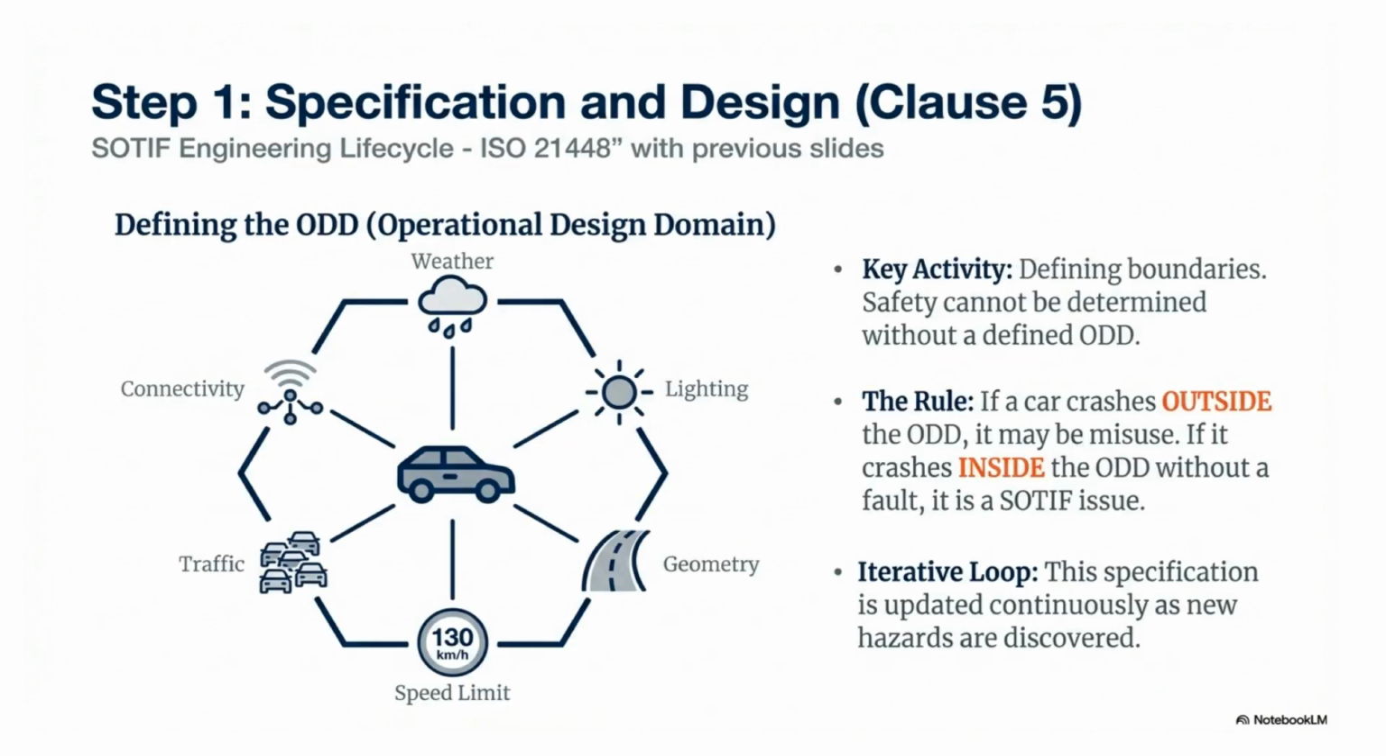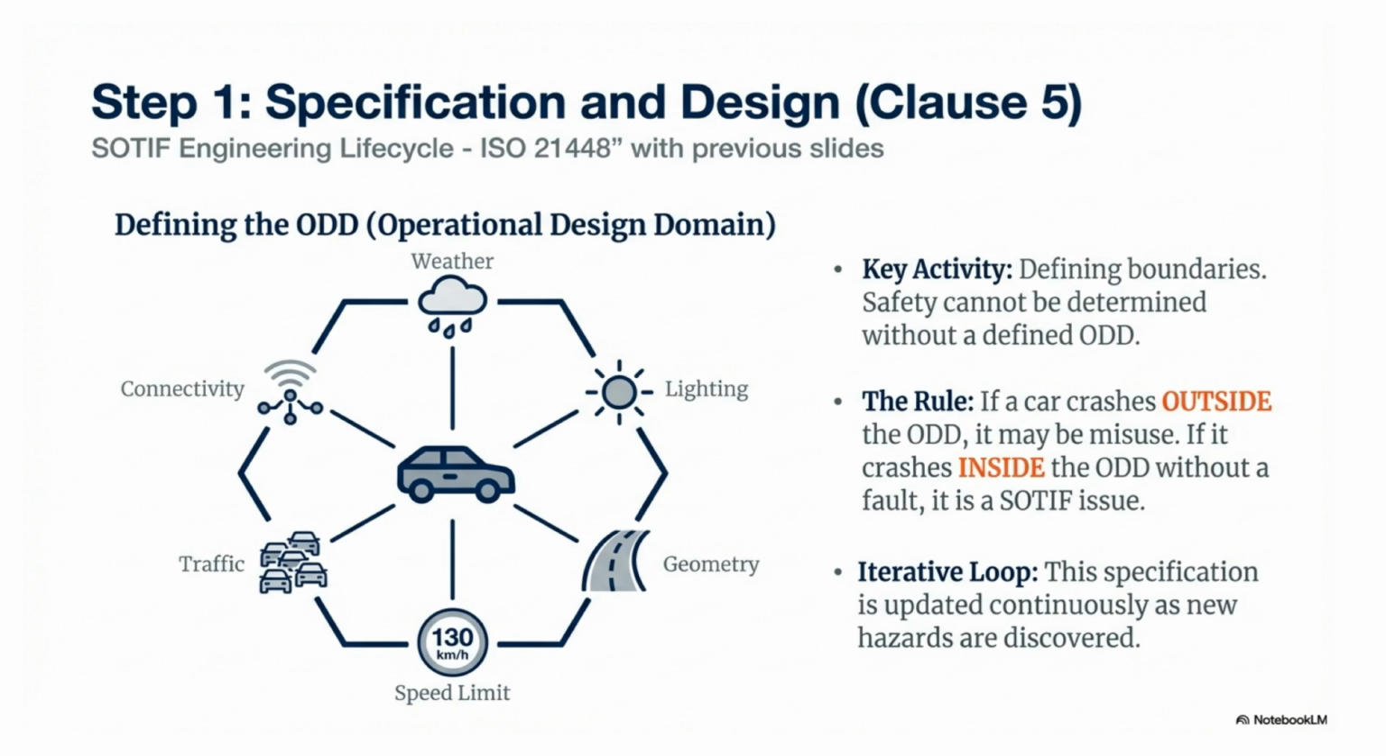Everything starts with the operational design domain, or ODD. You cannot prove a system is safe if you haven't defined exactly where it is supposed to work. We draw clear boundaries around road geometry, weather conditions, lighting, and speed limits. In the SOTIF framework, the rule is absolute. If a car crashes outside the ODD, it's often a misuse case. If it crashes inside the ODD without a component failure, it is a SOTIF design insufficiency that we are responsible for fixing.